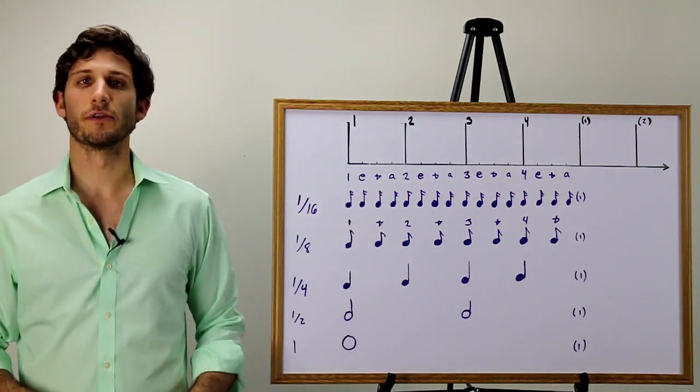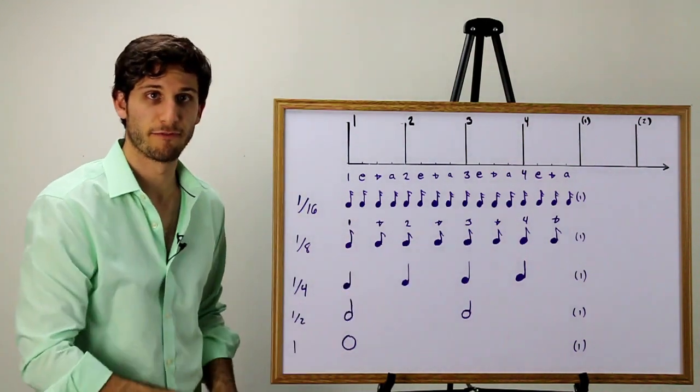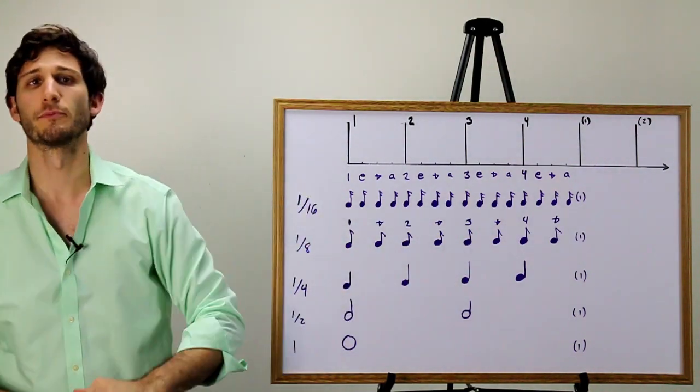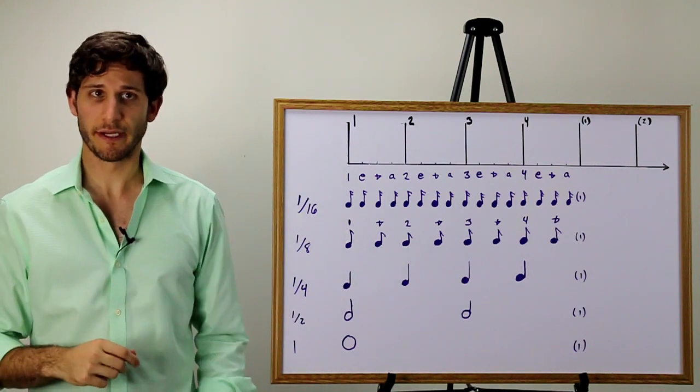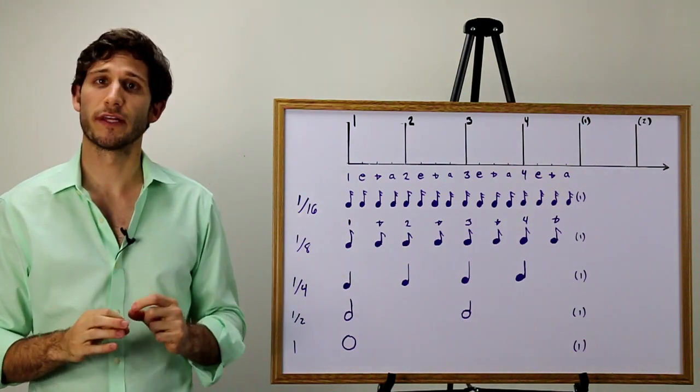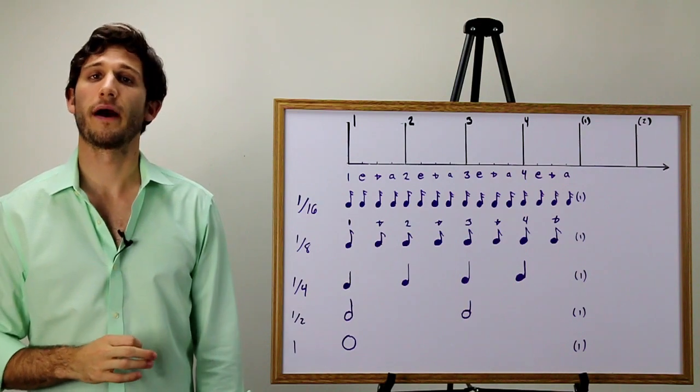Most popular songs that you listen to are structured like this, with 4 beats per measure. And in my piano program, we're going to focus mostly on this grouping. This is great news for you because this grouping tends to be the most natural and intuitive, which is probably why it's the most common.